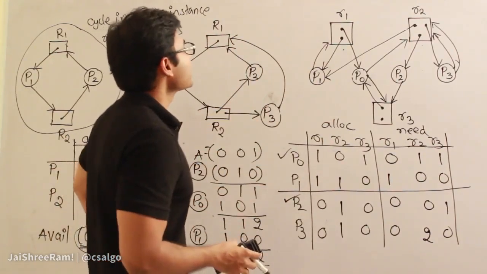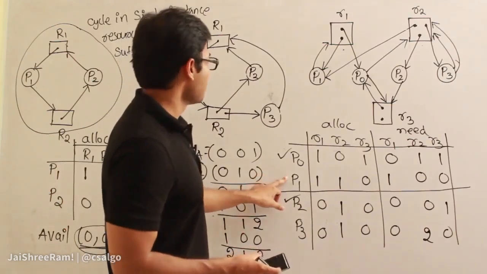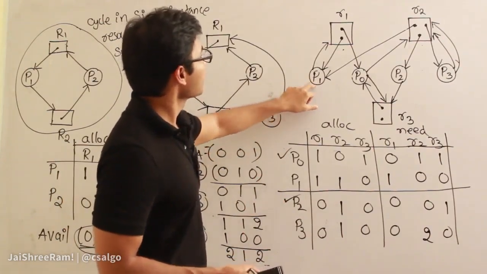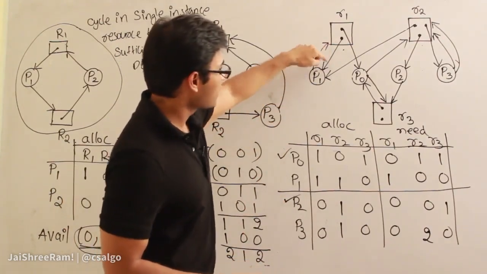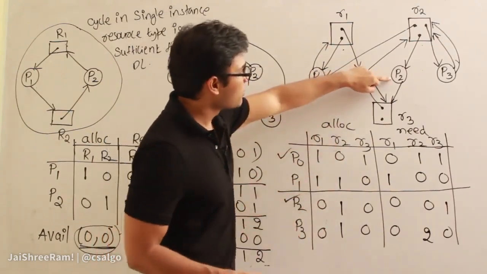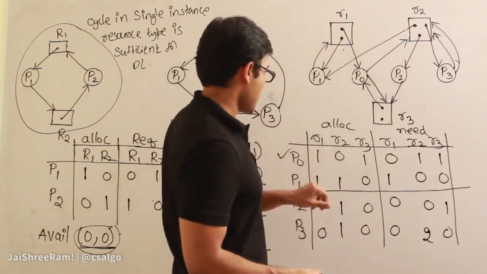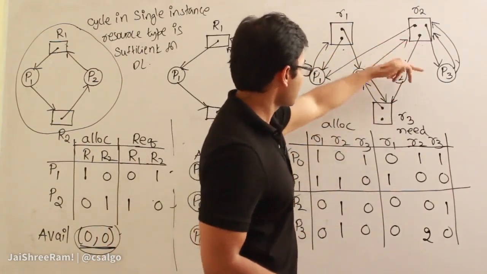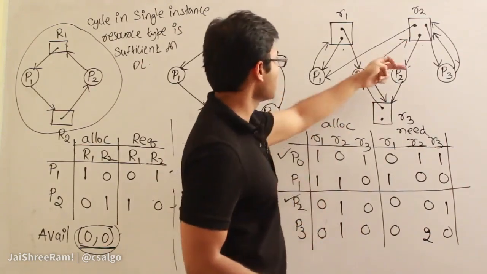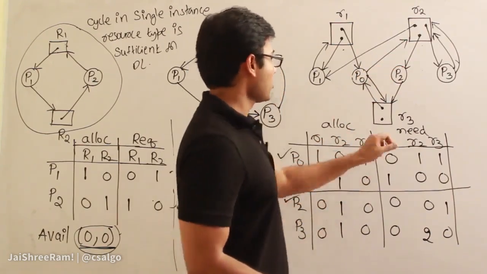So P0 has 1 0 1, fine. And what about P1? P1 is being allocated one instance from R1 and another instance from R2. Yes, 1 1 0, right. And what about P2? P2 is allocated one instance from R2. That's it. Fine. And P3 is allocated one instance from R2. Yes. And what about the need?